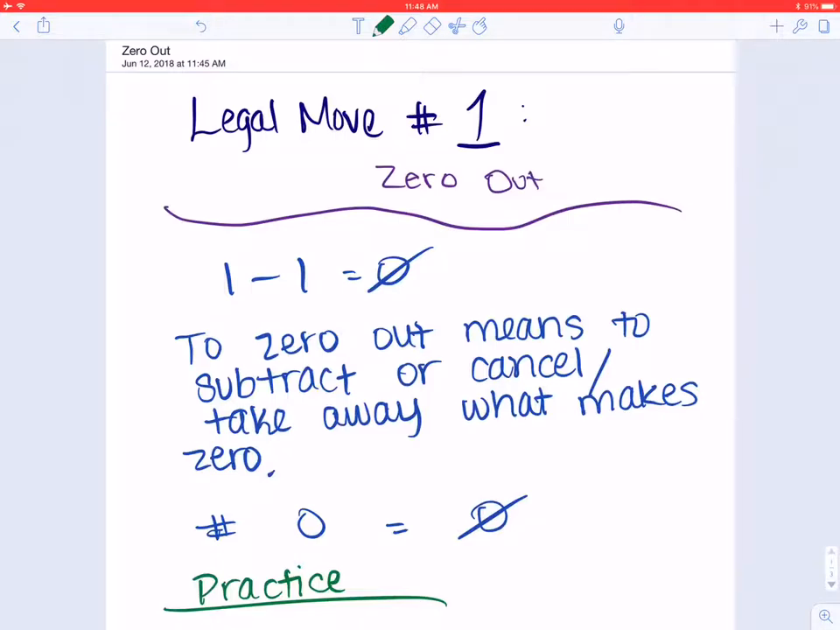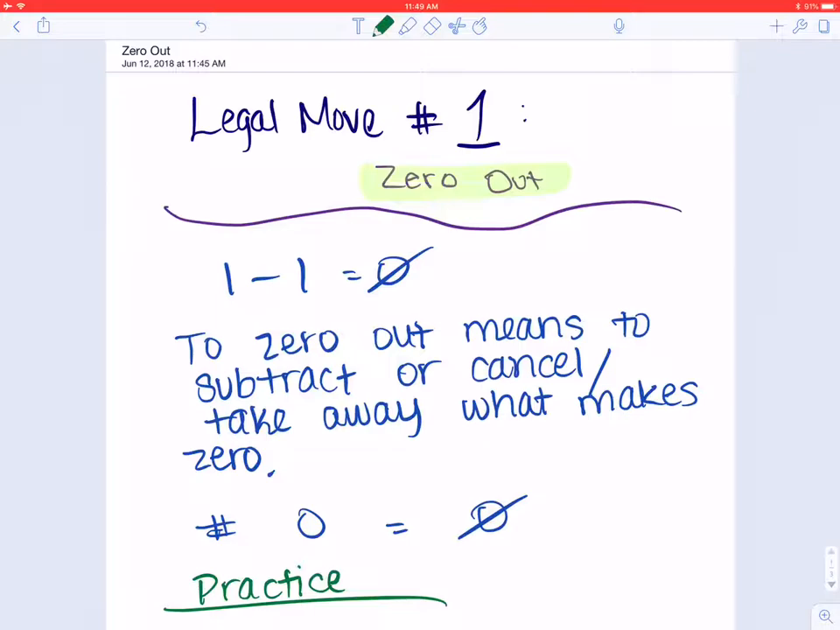All right, now that we've had a little giggle, let's move on to our first legal move. The first legal move we call zero out. We use this legal move a lot, and it's what we use to start a problem, but then we also come back to it frequently within our legal moves.